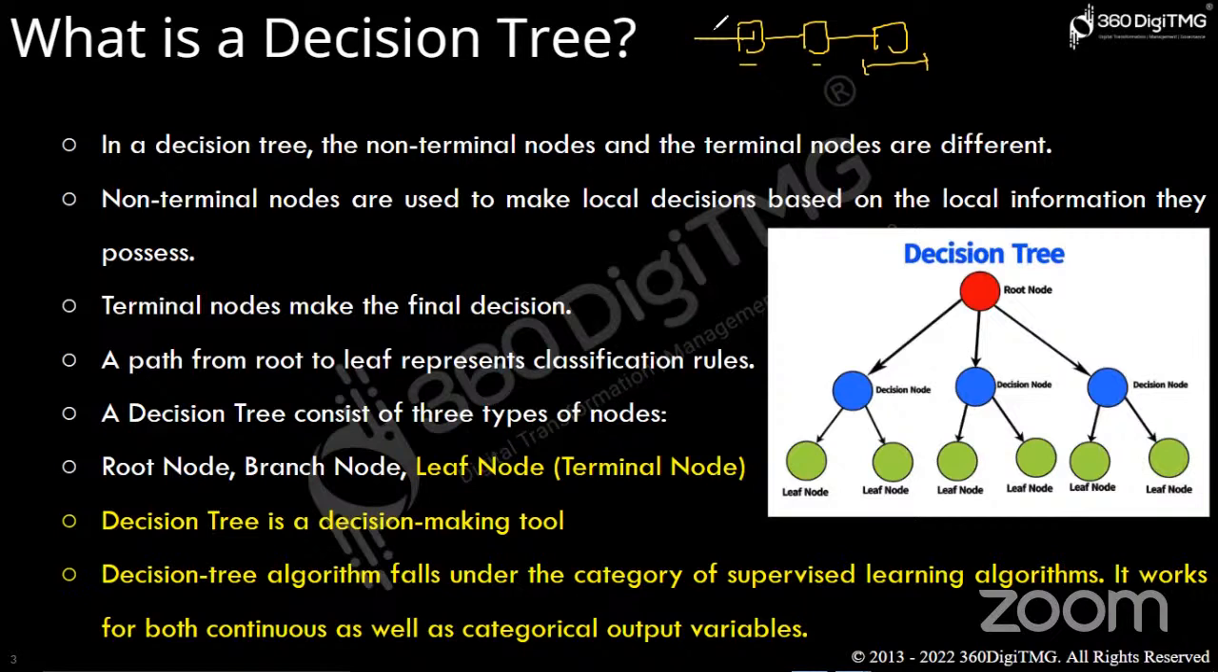So how are we going to take these values? How does this structure occur? Here we are going to look into three parts: the root node, the stem node, and the leaf node. It's a tree-like structure, but in reverse order, containing a root, stem, and leaf. So what do we have here? In a decision tree, the non-terminal nodes and the terminal nodes are different.